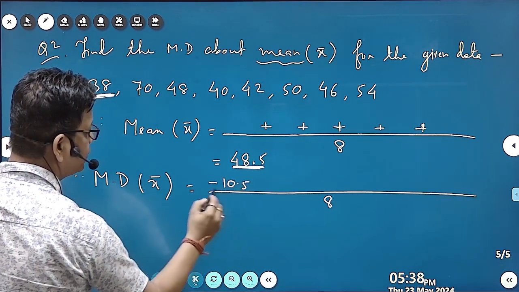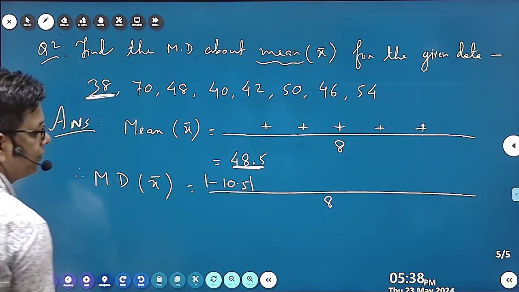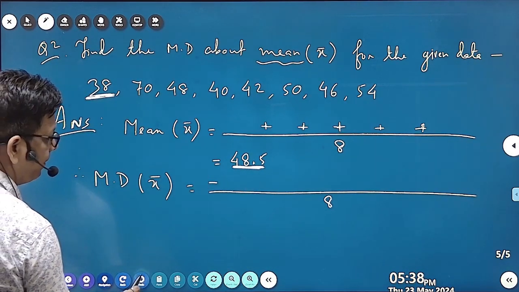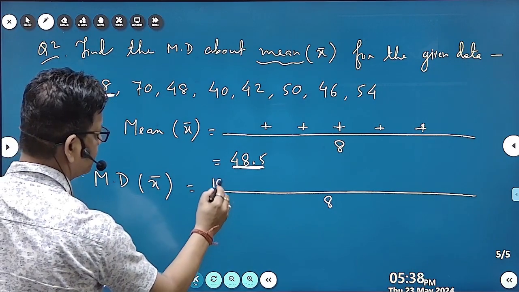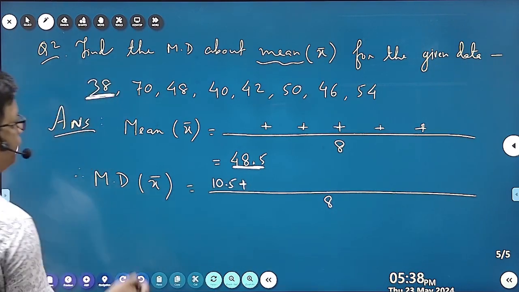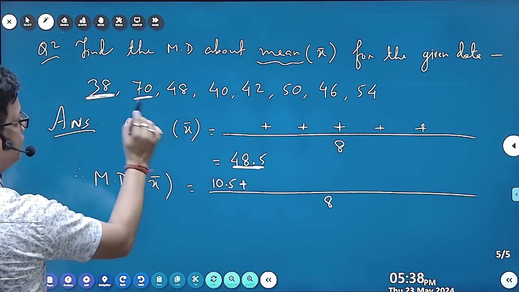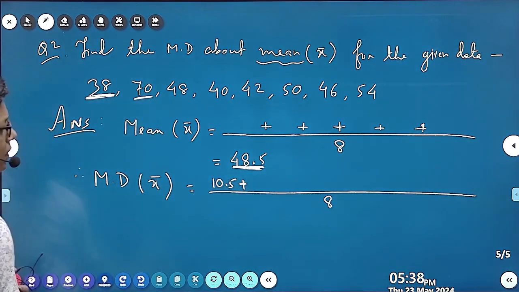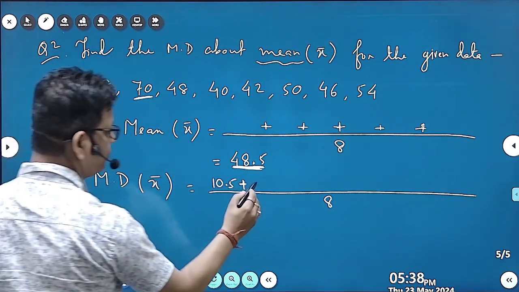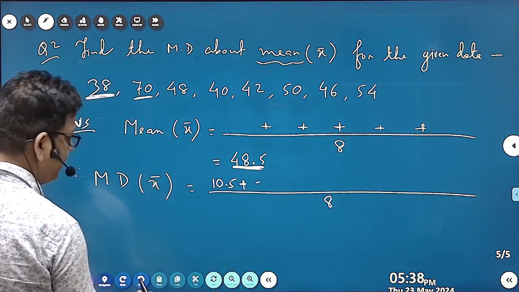The rule here is we should take the modulus value. And under modulus, this minus 10.5 will become plus 10.5. So that is actually my intention, to explain this once again. So then, 70 minus 48.5 will be actually minus 21. Sorry, it will be directly 21.5.